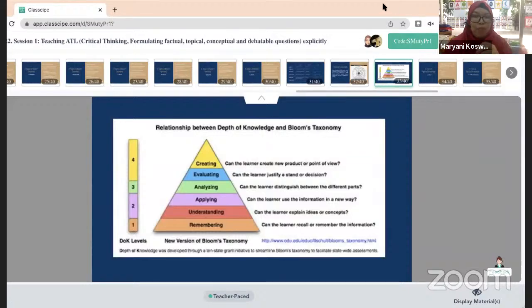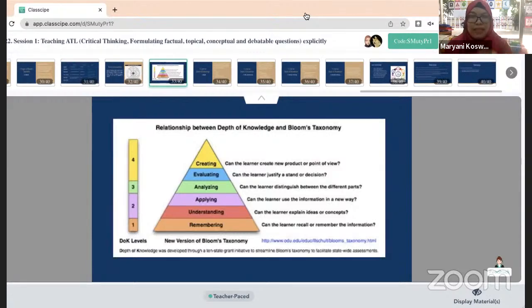I think from those 3, I prefer depth of knowledge because it's simpler and easier. And I think for younger students, they can apply it easily because the wording is quite easy compared to Bloom's taxonomy or the Socratic method. So basically, again, same as the Socratic method and the taxonomy.